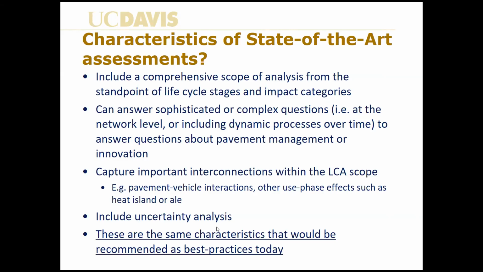And then finally, studies that are state-of-the-art often include uncertainty analysis. And this is important because we're modeling a product system that has a very long life cycle, and we're not always sure what's going to happen in the future. So since we can't predict the future, including uncertainty analysis on things like durability or performance, for example, could be very important to understanding the validity of a study's outcomes. And so finally, these are the same characteristics that would be recommended as best practices today. So what is state-of-the-art right now is also what we'd recommend as best practices.